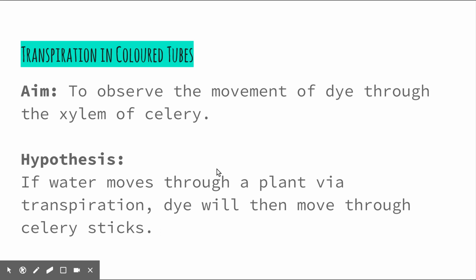If water moves through a plant via transpiration, if we add dye to that water, the dye will also move through the celery. Obviously, water is colourless, so we're not going to be able to observe how it moves through the celery. But if we add some dye, either red or blue dye, we'll be able to track the movement of that dye through the celery over a period of time and see just how important the xylem and the leaves are in the transpiration of water.